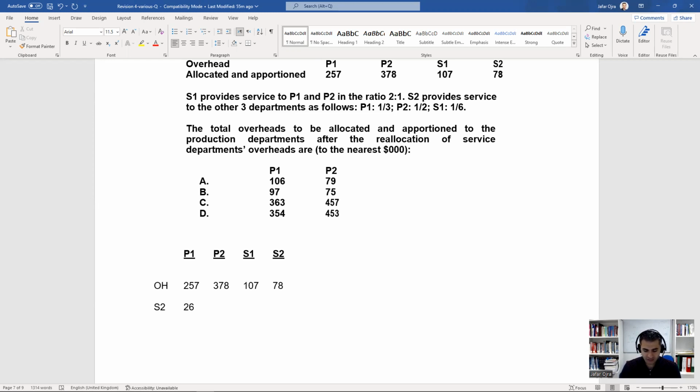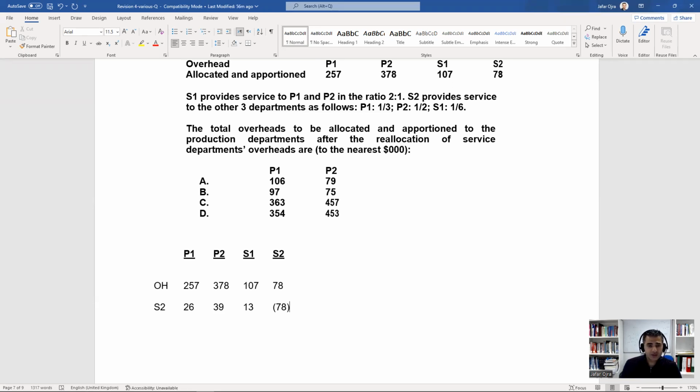78 times 1 divided by 2, that's half, that's 39. And 78 times 1 divided by 6 is 13. Now S2 is minus 78, so there's nothing left there, because the 78 has already been reallocated. So it's nothing for S2.